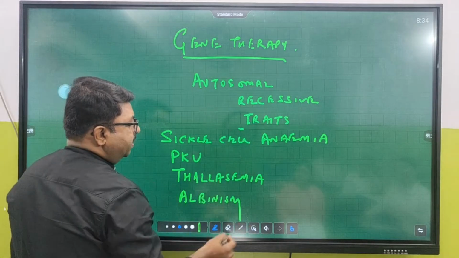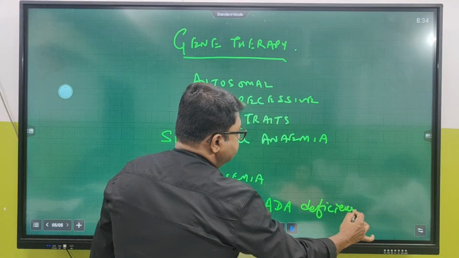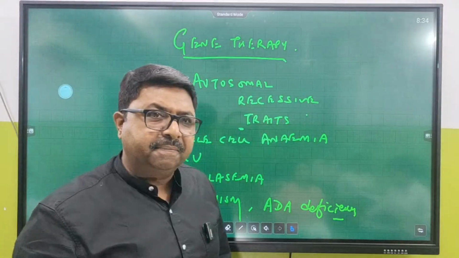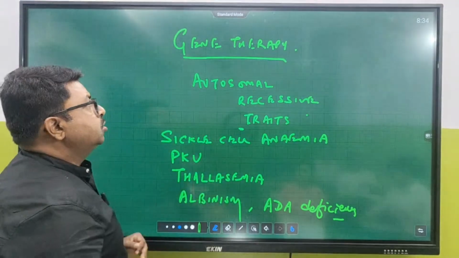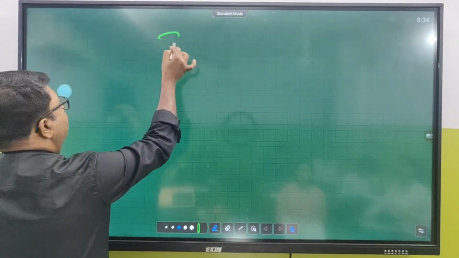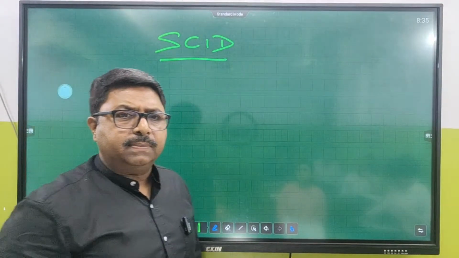Just add one other one called ADA deficiency. ADA deficiency comes under autosomal problem. It's an autosomal recessive trait. Today we are going to talk about the last one, ADA deficiency. So, in this topic, gene therapy, we are going to talk about a disease called SCID.